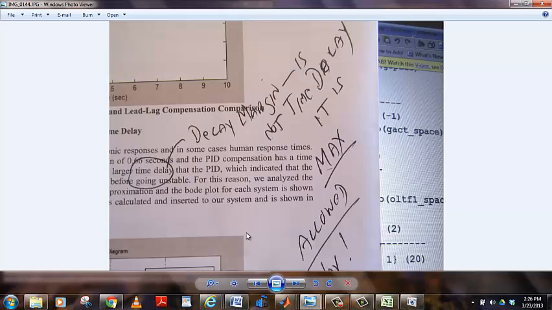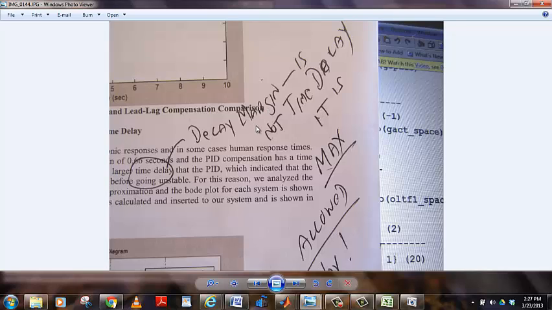And if we look at time delay one more time, here we have a system where the group is saying that the lead lag has a larger time delay than the PID, when what they mean is that it has a larger delay margin. You really must understand the difference between time delay and delay margin. Delay margin is not time delay. It is the max allowed time delay, right? So a large delay margin, a high delay margin, is a good thing.